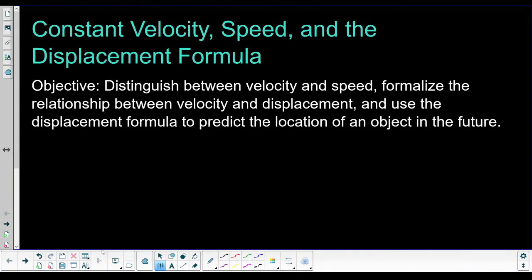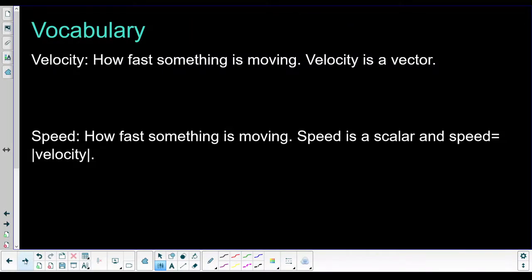Let's get into it. All right. Let's talk about the vocabulary first. Velocity is how fast something's moving. Okay, Mr. Barton, no surprises there. The important part here is that velocity is a vector, which means you have to tell me the direction of that vector. Okay? Let's talk about vectors really quick.